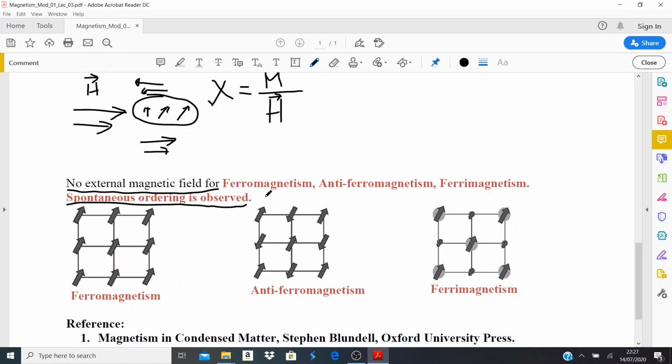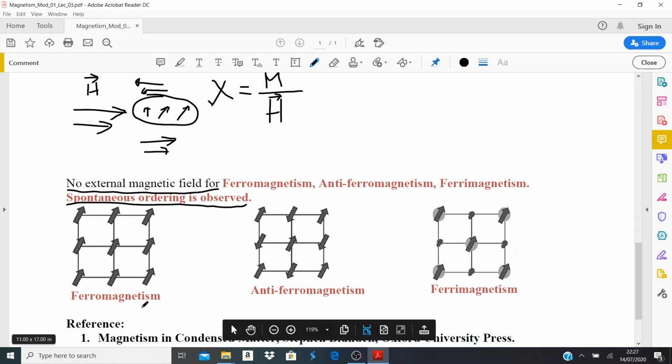Of course, there are deep reasons why this ordering occurs, but right now the message is we don't need any external magnetic field to align the moments. The moments will align themselves spontaneously. And depending on the alignment, we divide this magnetic ordering into three different types.